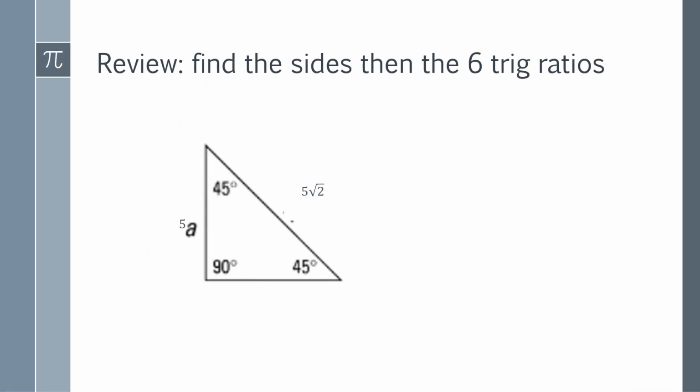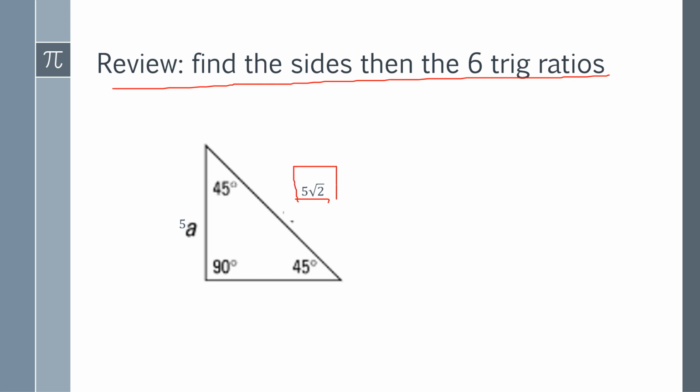Alright, so let's review right quick. Let's find the missing side and do the 6 trig ratios. So the hypotenuse, because I can read that the best, is going to be 5 square root 2, right?